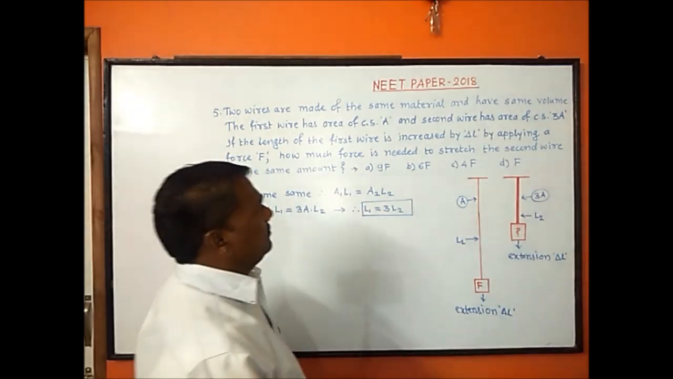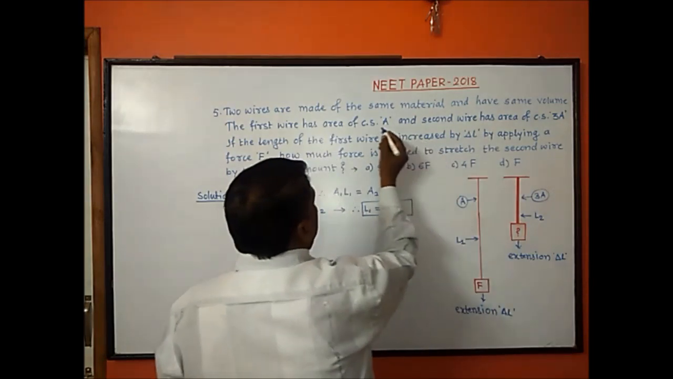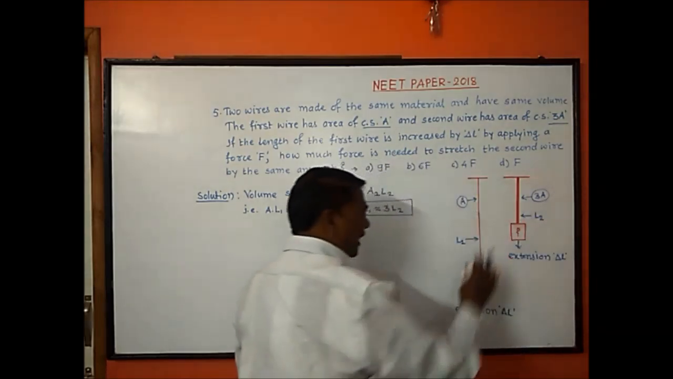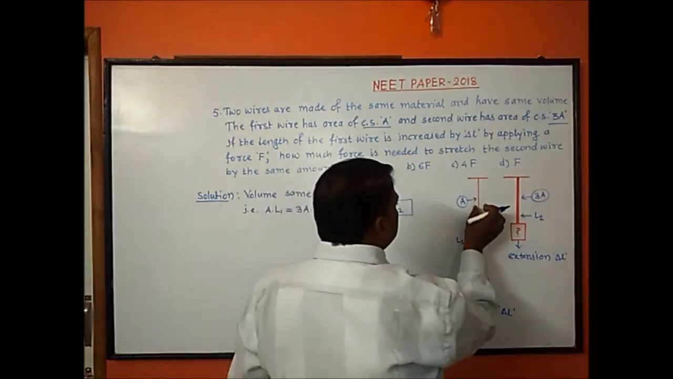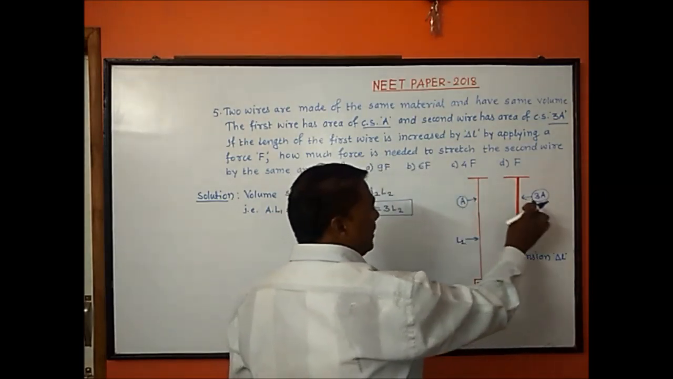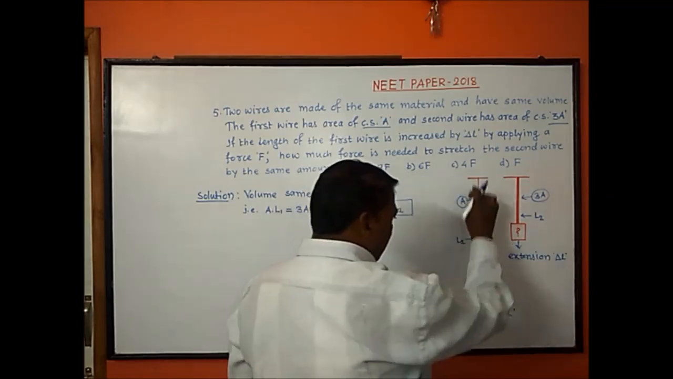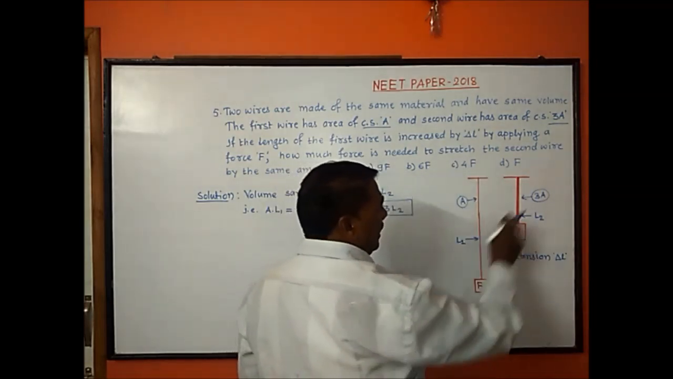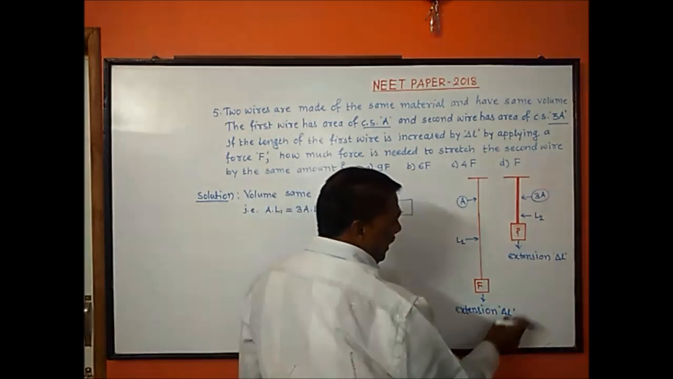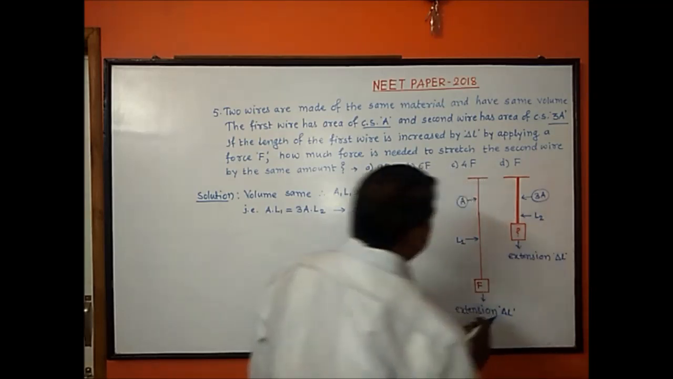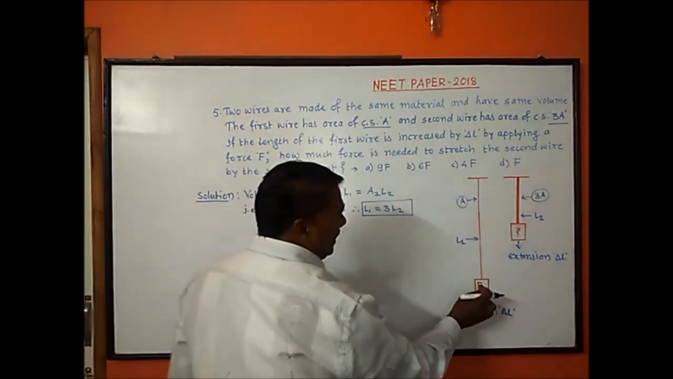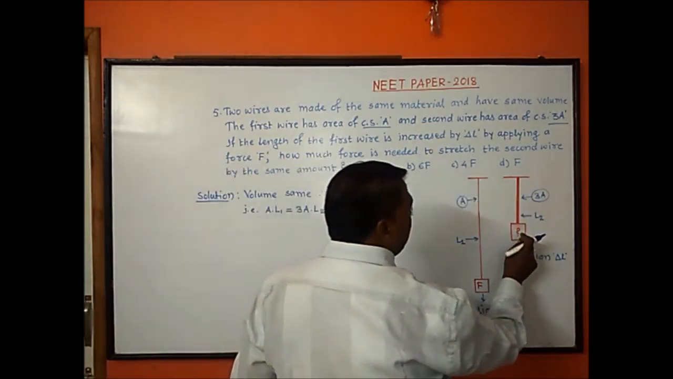Now according to the given data, the area of cross section of the first wire is A and that of the second wire is 3A. So in the diagram you can see the first wire is somewhat thin, the second wire is thick. Let the length of the first wire be L1 and the length of the second wire be L2. The extension of the first wire is delta L, and also the extension of the second wire by the same amount, that is delta L. Now the force applied for the first wire is F, and the force applied for the second wire we have to calculate.